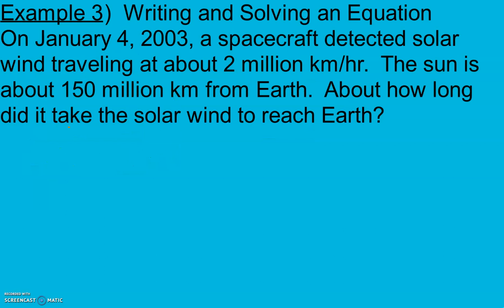On January 4th, 2003, a spacecraft detected solar wind traveling at about 2 million kilometers per hour. The sun is about 150 million kilometers from Earth. About how long did it take the solar wind to reach Earth? So here we have to use a formula, and that formula that we're going to use is our distance formula. This you're going to want to know. Distance equals rate times time. Very common formula, very helpful in life.